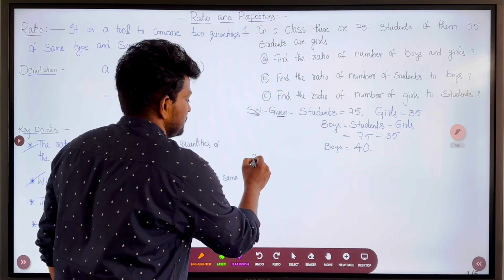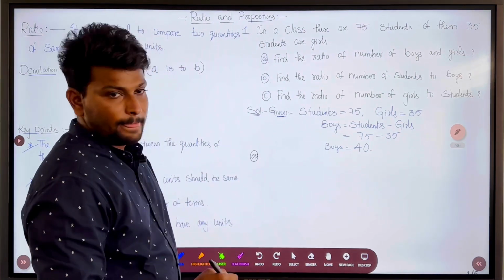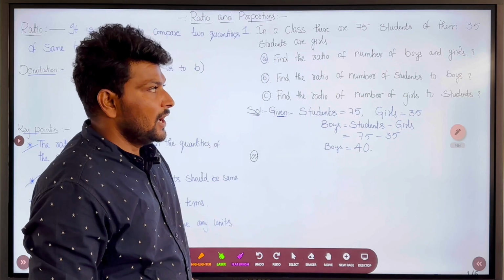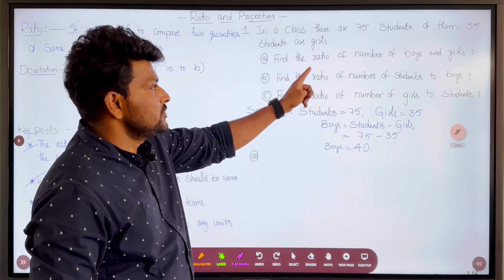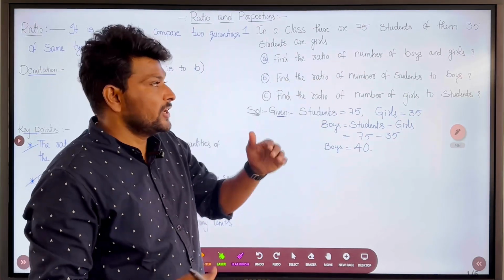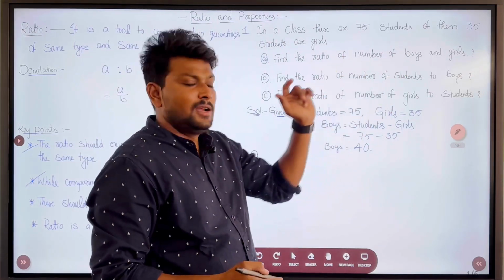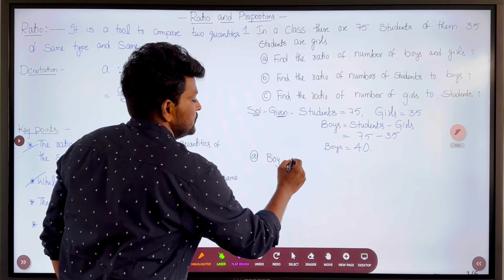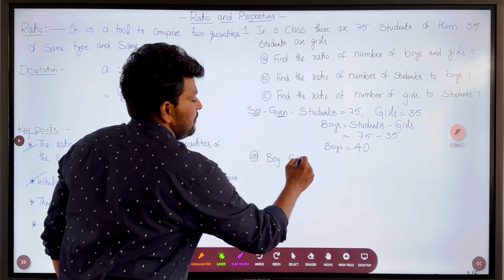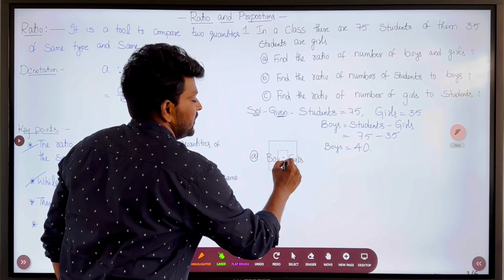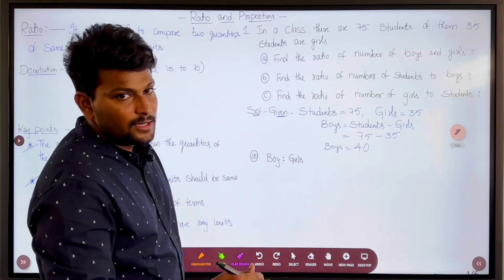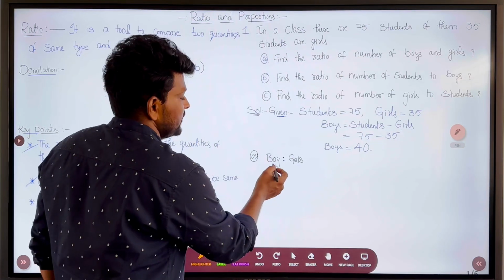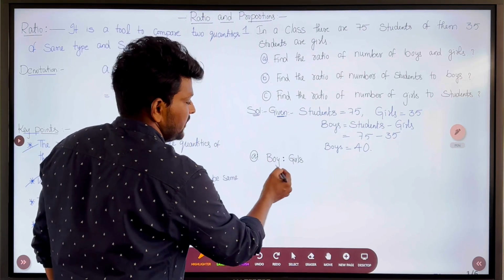So A, what is A? Find the ratio of number of boys and girls. Ratio of number of boys and girls. You have to find the ratio, boys and girls. So boys is to girls. They are asking the ratio boys is to girls. So significant order, they asked boys to girls, not girls to boys. So boys and girls, what is the ratio, how many boys are there here? 40.